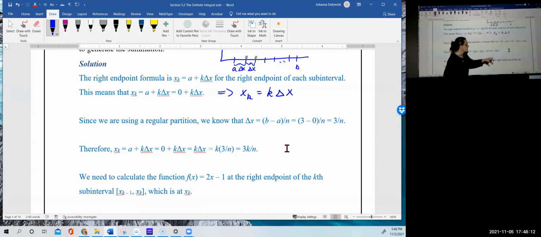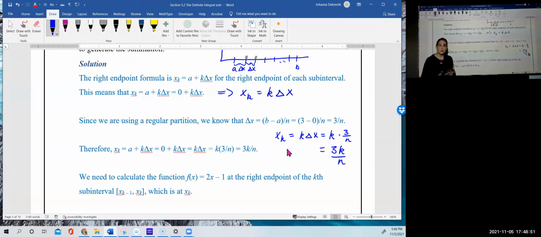In our formula, since b is 3 from the upper limit of integration and a is 0, this gives us 3 minus 0 divided by n, which is 3 over n. So our delta x becomes 3 over n. So our x sub k is going to be k delta x, but our delta x is 3 over n. So now we have k times 3 over n. And if we rewrite it with the 3 at the front, we get 3k over n. And that represents the value of the right endpoint of each little subinterval.